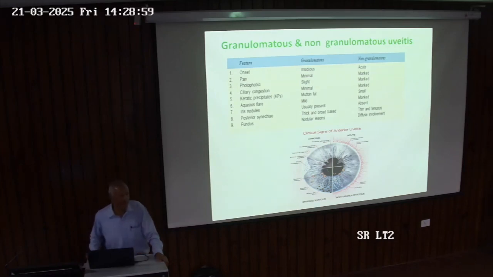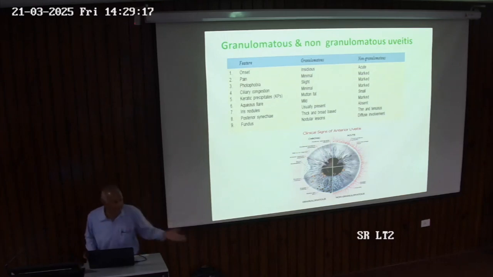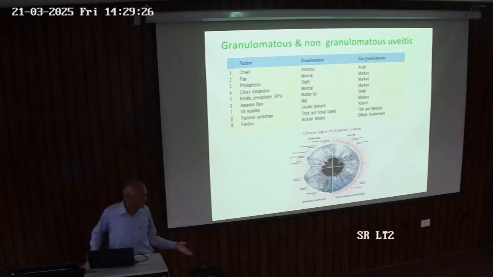Whenever a case of uveitis comes, suppose you have diagnosed this is a case of uveitis. Two things: whether acute uveitis, chronic uveitis, or recurrent uveitis. Acute means sudden onset, chronic means 3 months duration, recurrent means coming again and again. Once you have diagnosed uveitis, then we ask whether this is granulomatous or non-granulomatous, infective or non-infective.